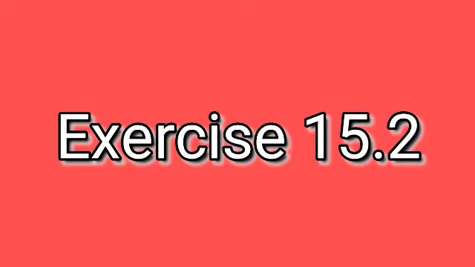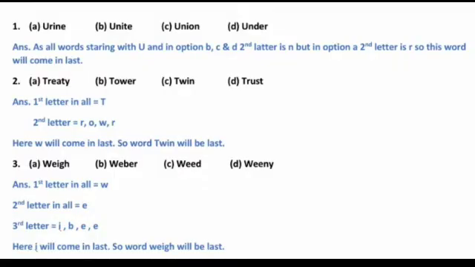Now my dear students, I am going to exercise 15.2. In this exercise, in all the questions, 4 words are given and we have to identify which word will come last according to the English dictionary. In the first question, the 4 words given are urine, unite, union and under.